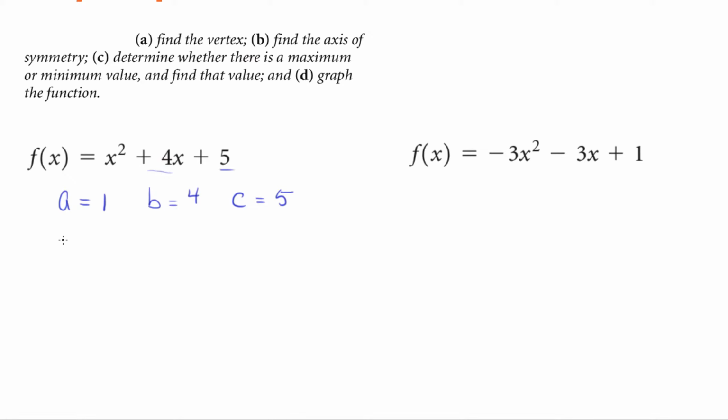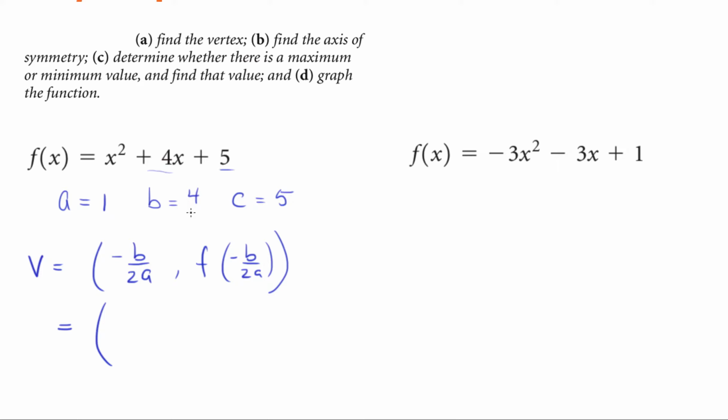Now the vertex can be found using two approaches. One is completing the square, which you've learned already on the previous chapter. The second one is using the formula. So the vertex formula is as follows. V equals negative b over 2a, comma, f of negative b over 2a. Now that we have found a, b, and c, we can plug it in the formula.